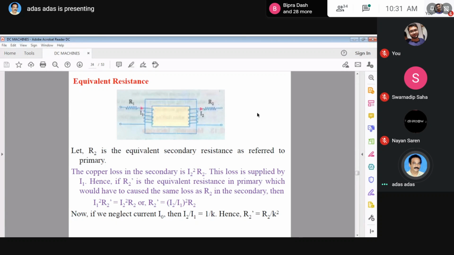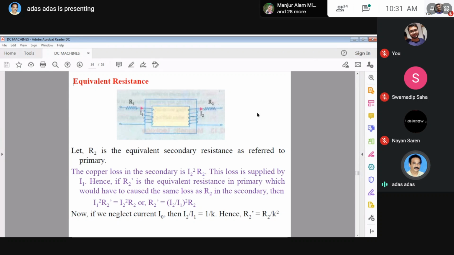Now come to the equivalent resistance. Why will this be needed? Simply for calculating any problem, or for getting the performance or starting performance, it is required. So it is the equivalent resistance. In a transformer, two windings are there in two limbs, one primary and one secondary. These are not connected electrically, but they are connected magnetically. And in this case we can find the equivalent resistance.